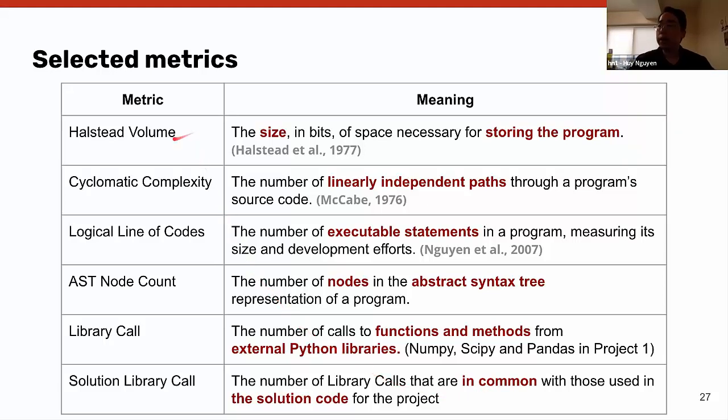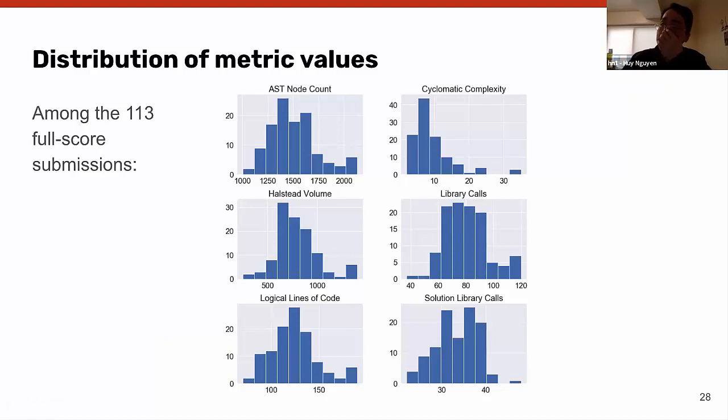So we should note that the first 4 metrics here are those used in traditional software engineering, and they have also been used by previous research on CS1 code analysis to analyze students' progress. So roughly speaking, they reflect the complexity of the students' code, whereas the last 2 metrics here are those custom metrics that we want to experiment with. They don't necessarily reflect the size of the program, but instead more about the strategy, for example, which function the student chose to use. So first we look at the distribution of metric values.